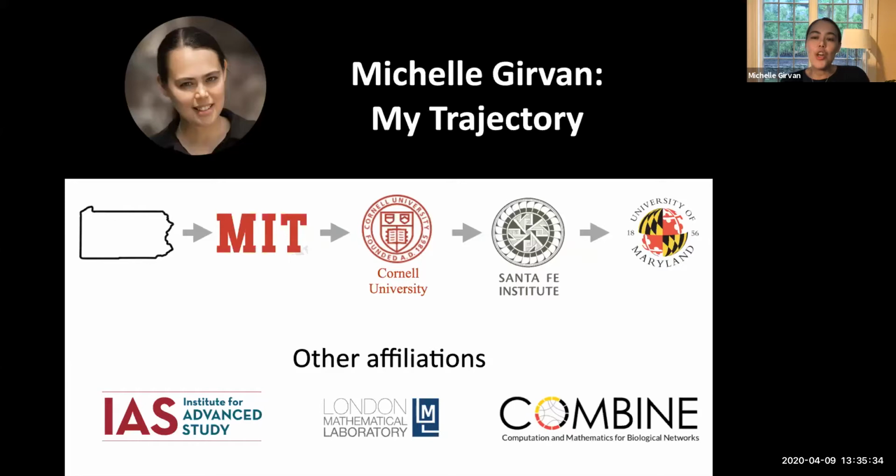While at Cornell, I started going to the Santa Fe Institute as a grad student. That's where I started a collaboration with Mark Newman, one of the premier founders of the field of network science. We started working together when I was a grad student. I went back and forth between the Santa Fe Institute and Cornell, and I stayed on at the Santa Fe Institute as a postdoctoral fellow.